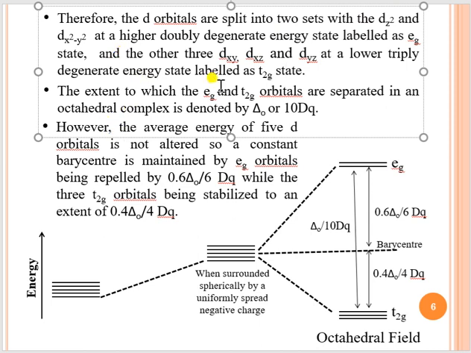The extent to which Eg and T2g orbitals are separated in an octahedral complex is known as delta O or 10 Dq. However, the average energy of the 5 d orbitals is not changed. Therefore, this barycenter is maintained. The T2g orbitals are stabilized by 0.4 delta O or 4 Dq, while the Eg orbitals rise in energy by 0.6 delta O or 6 Dq.